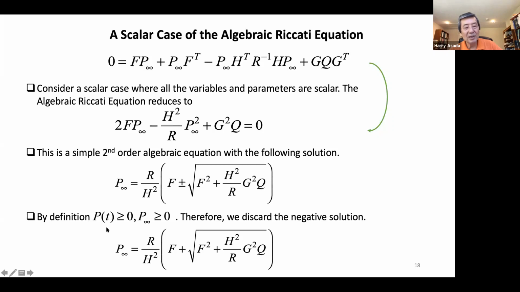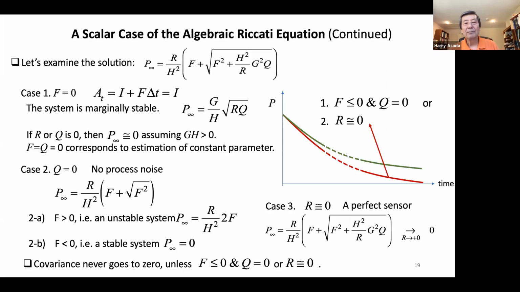Remember, by definition P(t) is always positive, at least positive semi-definite. That said, we can't take the negative value, because if you take the negative sign, this magnitude is bigger than F, so that's bad. We must take the positive part alone. So this is the solution. Now let's examine the properties of these solutions. P infinity is given by this, but we have no idea why it comes out this way.